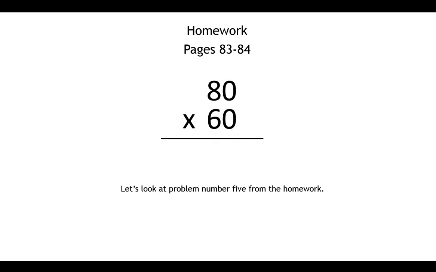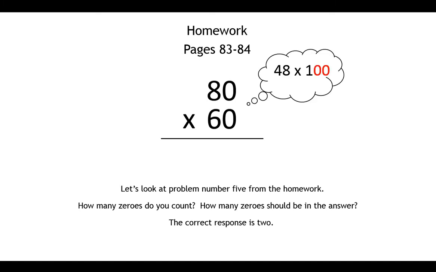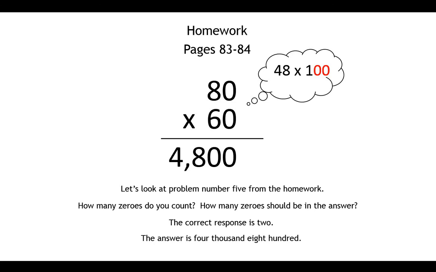Let's look at problem number 5 from the homework. How many zeros do you count? How many zeros should be in the answer? The correct response is 2. The answer is 4,800.